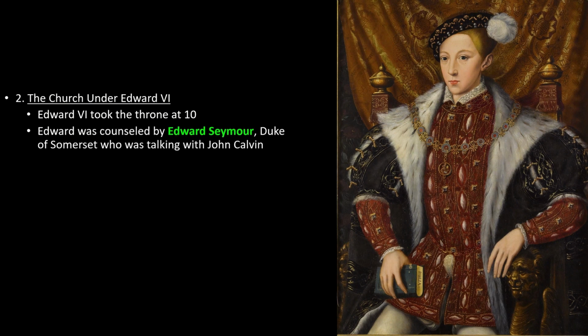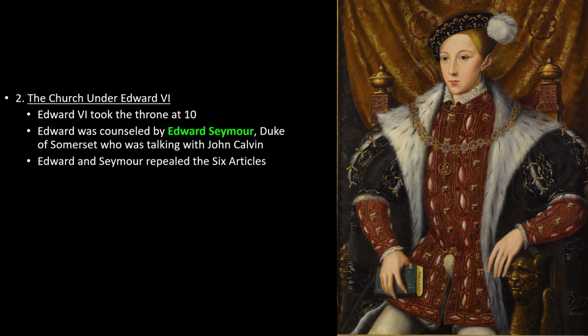All right, so Edward was counseled by this guy named Edward Seymour, the Duke of Somerset. A duke, guys, is just a royal landowner in an area. Okay, now Edward Seymour was in correspondence talking to John Calvin. So, guys, Edward Seymour, the guy that is counseling a very young and impressionable Edward VI, is taking messages from John Calvin. So guys, England is about ready to get really reformed.